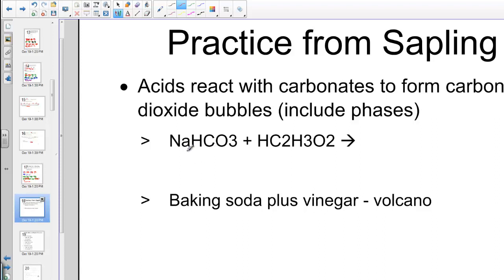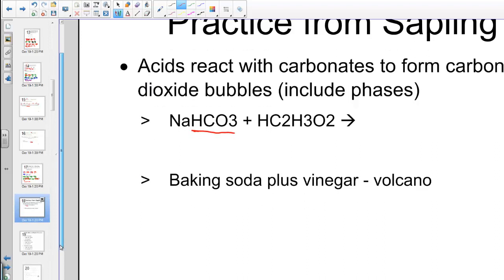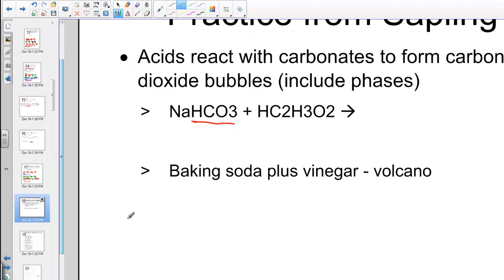So here I'm noticing we have sodium, and this is hydrogen carbonate, sodium bicarbonate. It's commonly referred to as baking soda. We're reacting it with an acid, acetic acid, which is commonly referred to as vinegar. And what we're going to see actually are carbon dioxide bubbles. Let's go through this step by step so you can see the chemistry that's occurring.